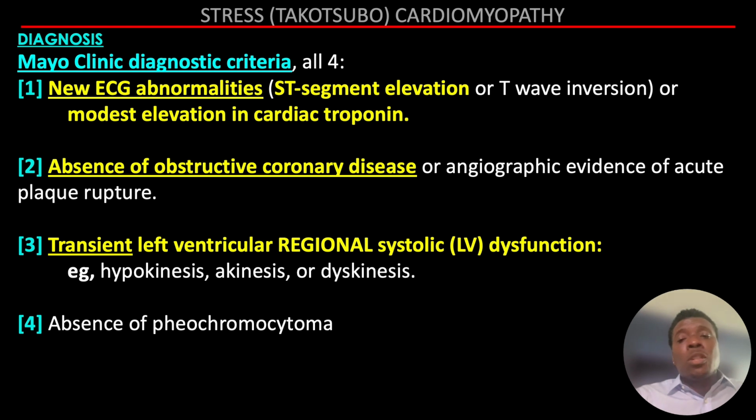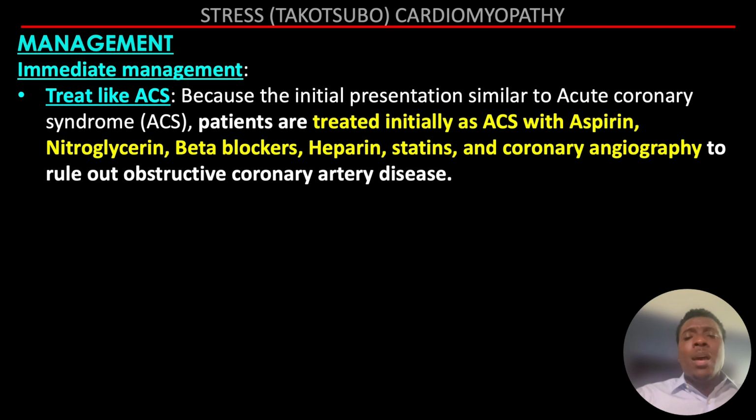Now remember, this is a diagnosis of exclusion. So number one, I ruled out an ST elevation MI due to atherosclerosis with the cath lab, and also make sure there's no evidence of pheochromocytoma. That's the fourth component of the Mayo criteria. It looks like a STEMI, I go to the cath lab, there's no evidence of significant atherosclerosis, and I see evidence of regional left ventricle systolic dysfunction. So when they present initially similar to a STEMI, I'm gonna treat it like a STEMI. I'm gonna give them aspirin, I'm gonna give them nitroglycerin, I'm gonna give them beta blockers, I'm gonna give them statins, I'm gonna give them heparin, and go to the cath lab.